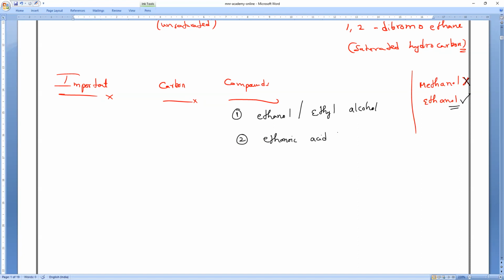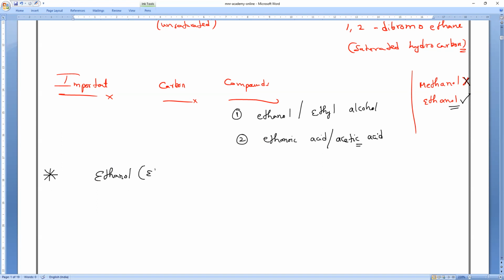So next, ethanoic acid. Ethanoic acid, what can we also call it? Everybody, the common name is acetic acid. Ethanoic acid is called acetic acid. So let us start with the first one, that is ethanol. All of you write it.